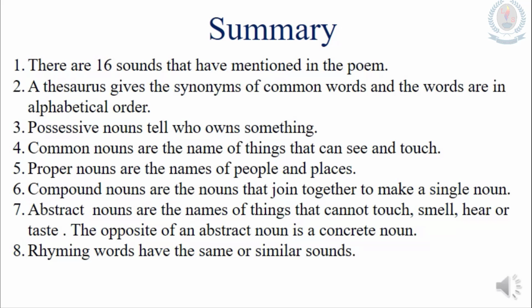Proper nouns are the names of people and places. Compound nouns are the nouns that join together to make a single noun. Abstract nouns are the names of things that we cannot touch, smell, hear, or taste. The opposite of an abstract noun is a concrete noun. Rhyming words have the same or similar sounds.